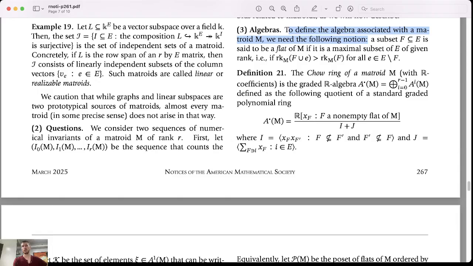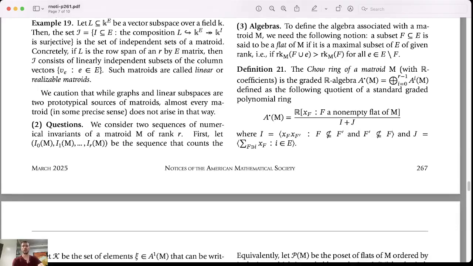A subset F of E is said to be a flat of M if it is the maximal subset of E of given rank, i.e. if rank M of F union e is bigger than rank M of F for all e in E minus F.